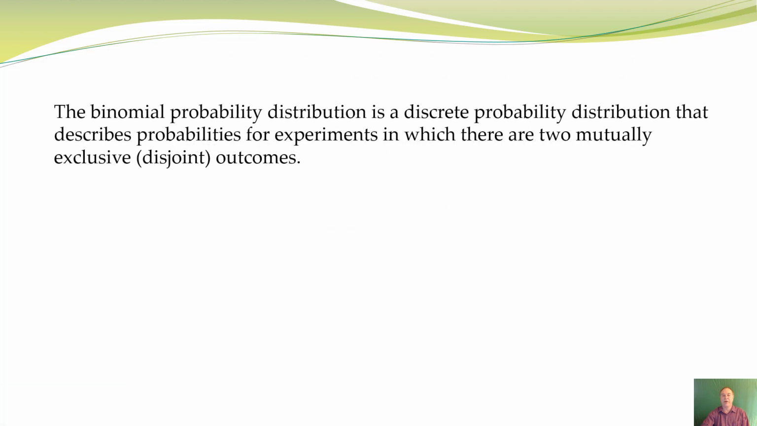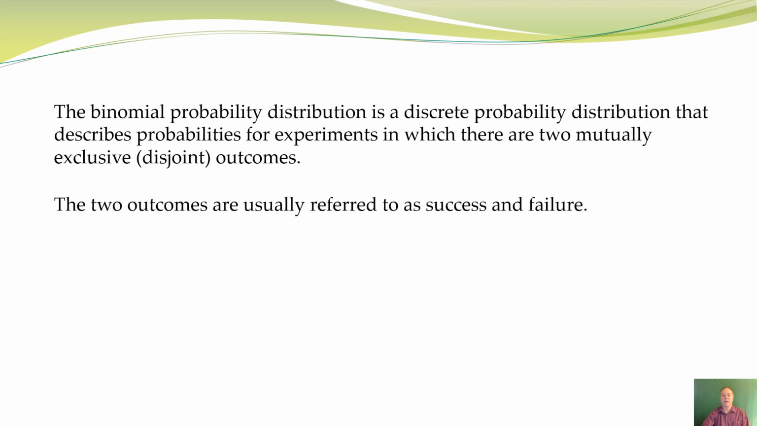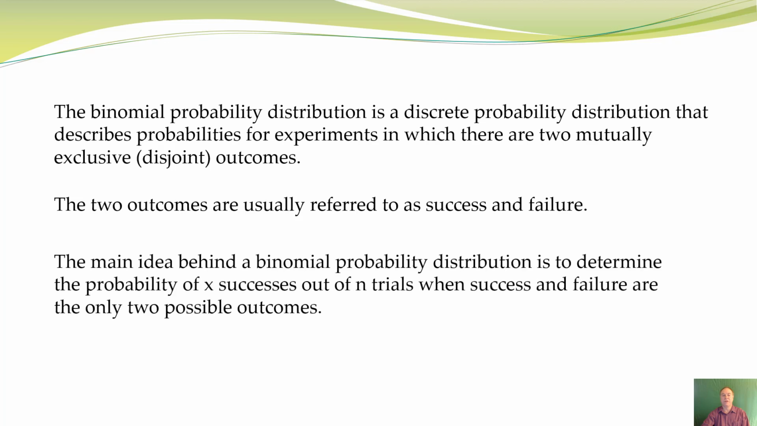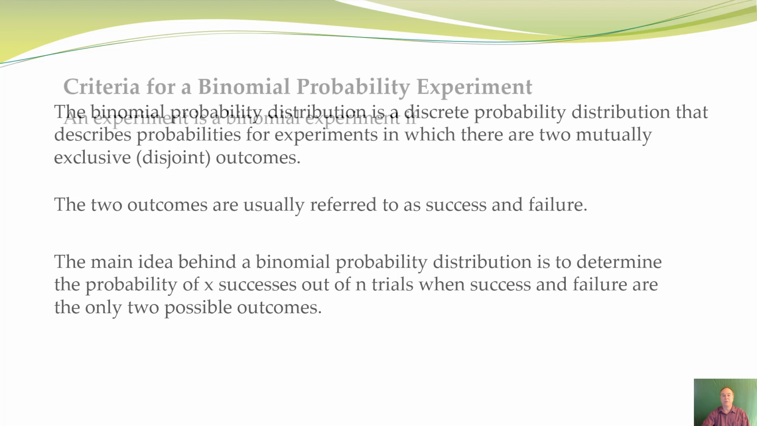The binomial probability distribution is a discrete probability distribution that describes probabilities for experiments in which there are two mutually exclusive or disjoint outcomes. The two outcomes are usually referred to as success and failure. The main idea behind a binomial probability distribution is to determine the probability of X successes out of N trials when success and failure are the only two possible outcomes.